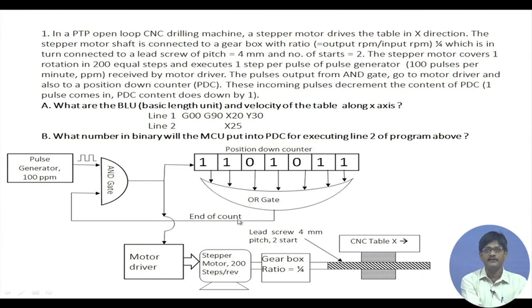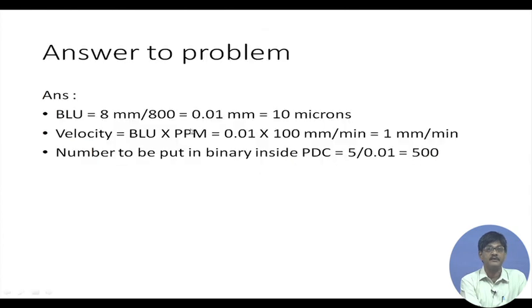So, let us find out, in order to carry out the second line in command, how much should be the number of pulses or number of basic length units to be moved along x axis. Previously in line number 1 we were at x equal to 20 and now we are at x equal to 25. So, naturally we are executing 5 millimeters of movement, and how many basic lengths should it be? It should be equal to 5 divided by 0.01 equal to 500. So, if we put 500 in binary in the position down counter, after those many pulses, further pulses will be stopped by end of count from reaching the motor.